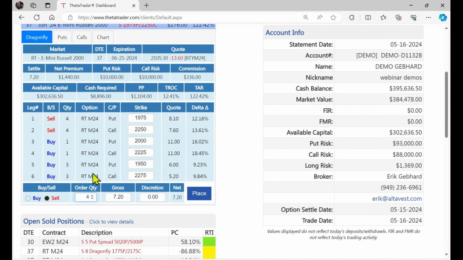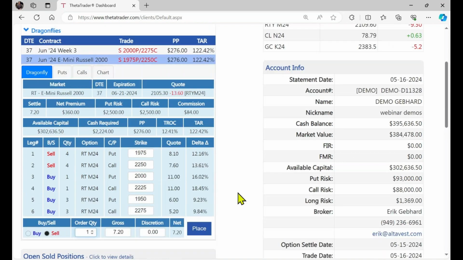And I'll also point out the difference between the Russell 2000 index and doing a dragonfly on the S&P index, which is it's half the price basically, or half the cost in terms of margin. So the margin here just over $2,200 on the Russell, and you're trying to capture just over 7 points in value. And if you were to do a similar trade on the S&P 500, the cash required would be closer to 5,000 to try to capture a similar dollar value.